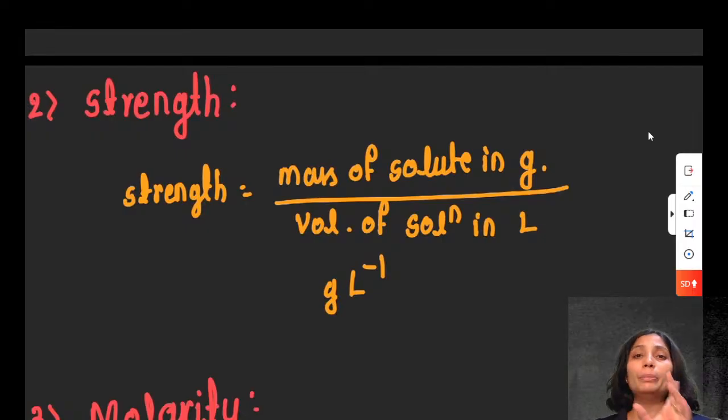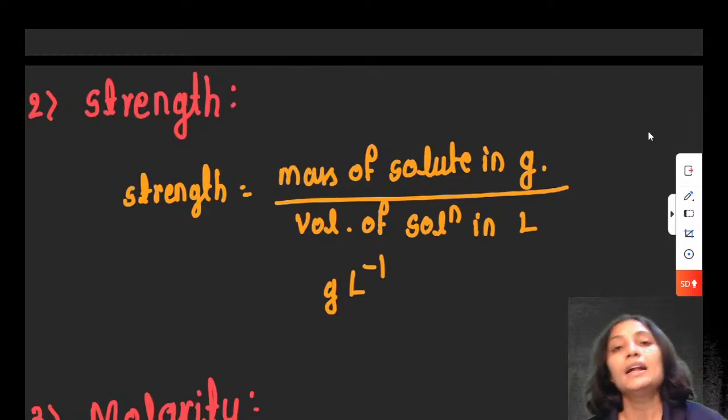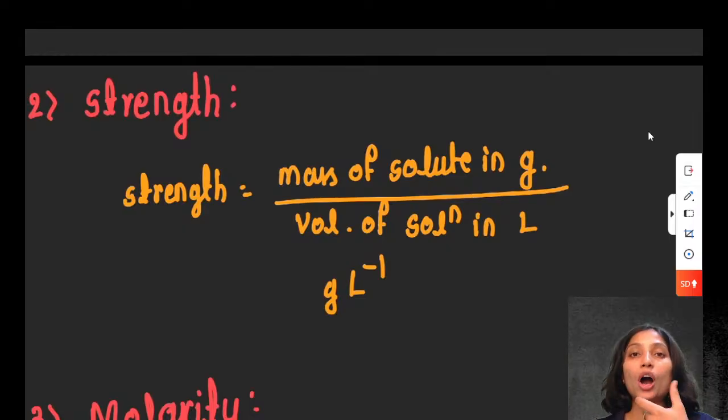I think in volumetric analysis, in the practical part, you have learned this one. In acid base titration, you have calculated the strength of the given acid or the strength of the given base as this much gram per liter. That is nothing but you are calculating how much gram of a particular solute is present in 1 liter of solution. That is nothing but strength.